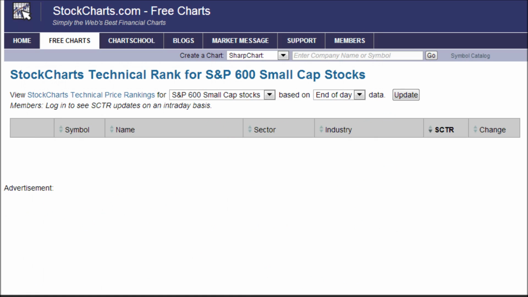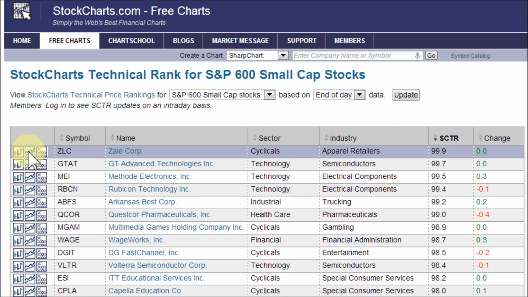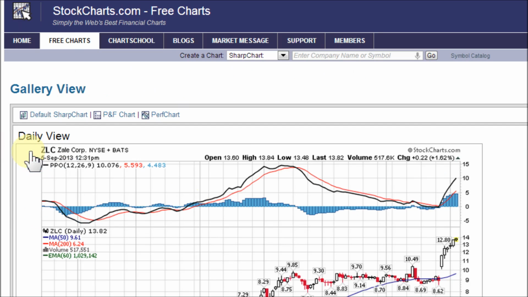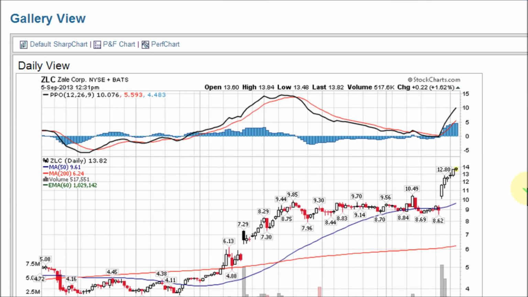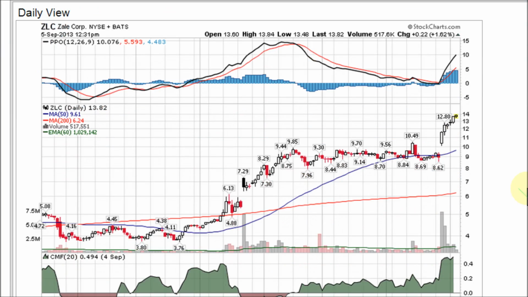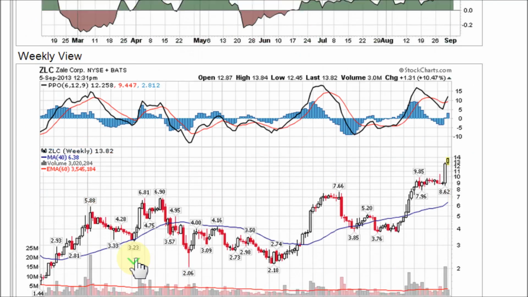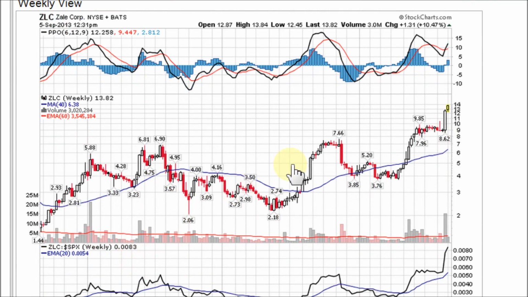You can also click in the middle box here, and that will bring up the gallery view, where you can see a daily chart with the PPO and Chaikin money flow. You can also see a weekly chart with PPO and price relative, which compares ZLC to the S&P 500 index. And as you can see, it is outperforming by far on a weekly basis.